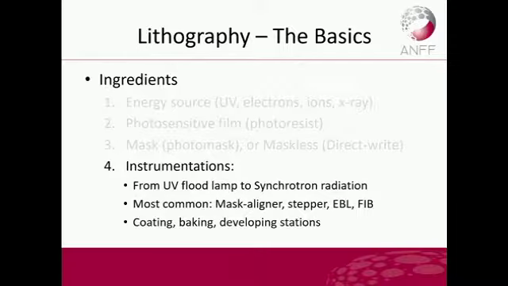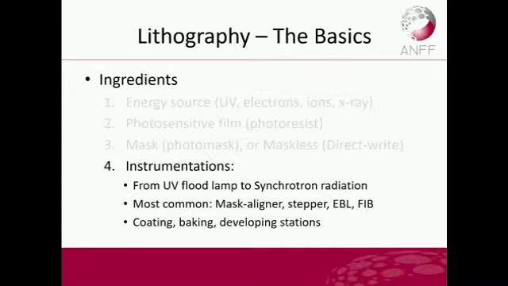Next, let's look at some of the instrumentation required for photolithography. This can be as easy as a UV flood lamp or UV LED light or even sunlight. You can induce this solubility switch. You can also go as complicated as synchrotron radiation, where the LIGA system or X-ray lithography are performed. The most common ones in microfabrication in a university environment are a mask aligner and a stepper, which is basically a projection system, but a much cheaper one than the traditional 193 nanometer scanner. You can also use electron beam lithography and focused ion beam lithography.